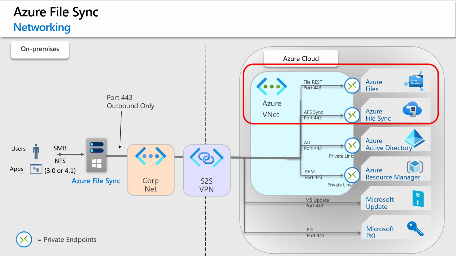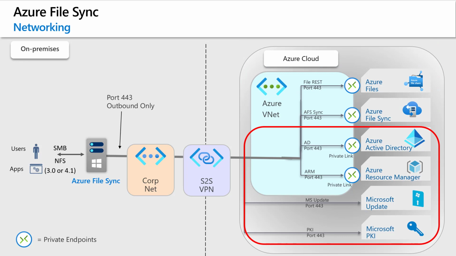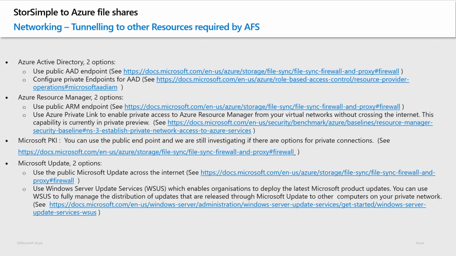Beyond Azure File Sync and Azure Files, you also have options for Azure Active Directory, ARM, and Microsoft Update. With Azure Active Directory, or AAD, you have two options. Use a public AAD endpoint or configure private endpoints. For Azure Resource Manager, or ARM, you have two options. Use a public ARM endpoint or use Azure Private Link to enable private access to Azure Resource Manager from your virtual networks without crossing the internet. This capability is currently in private preview.